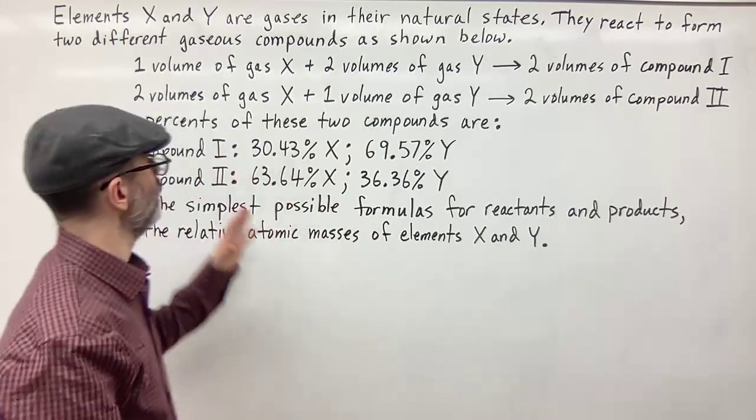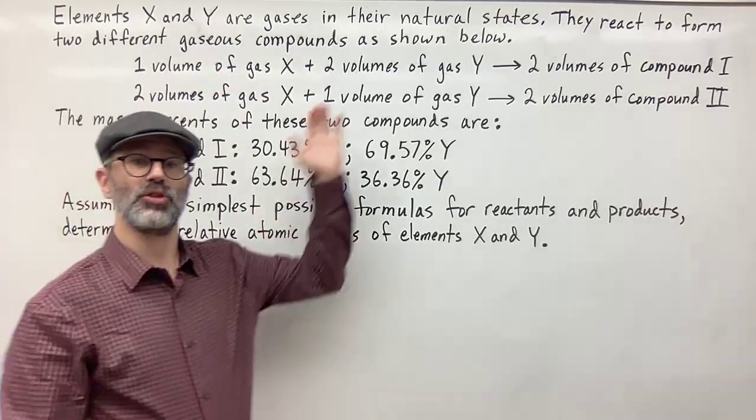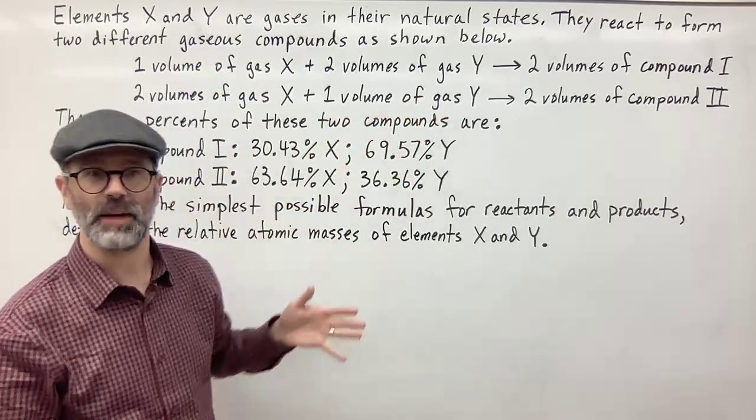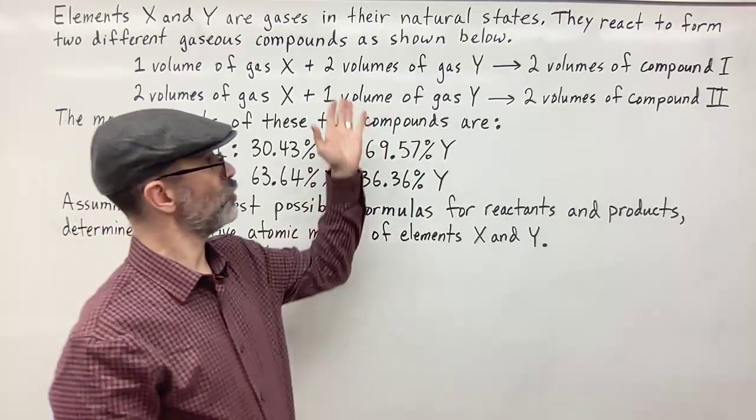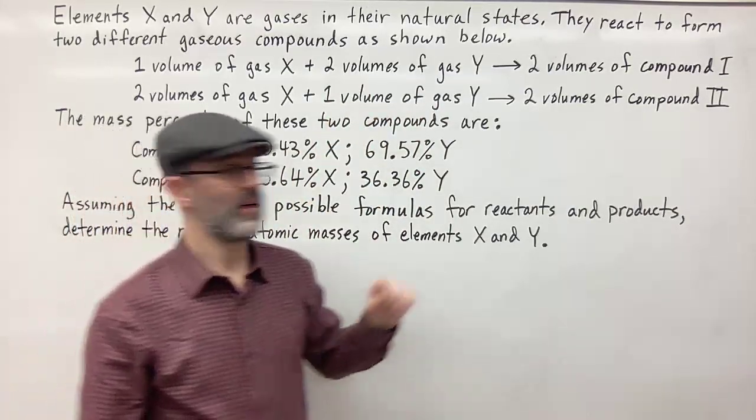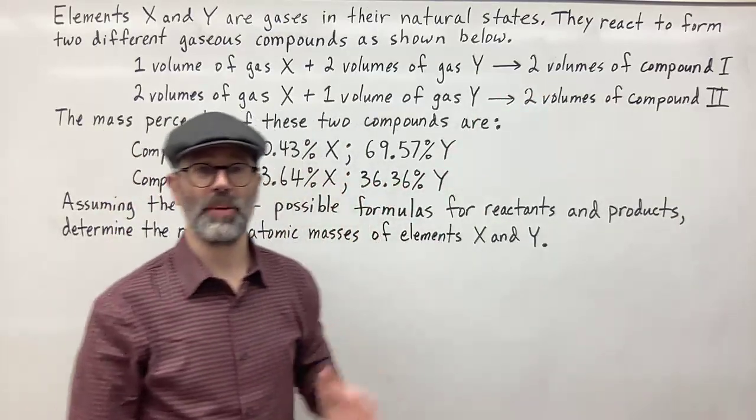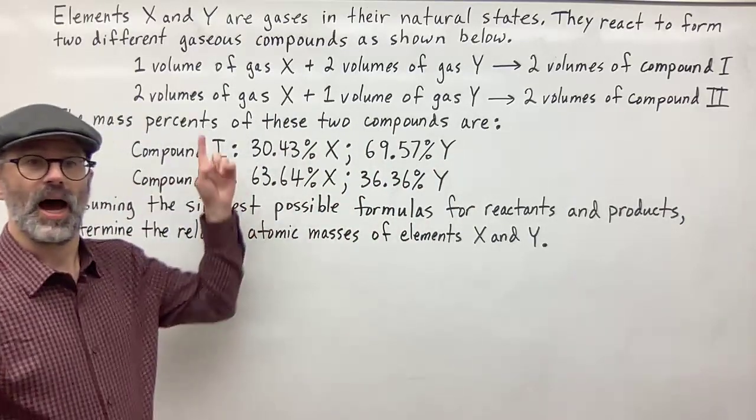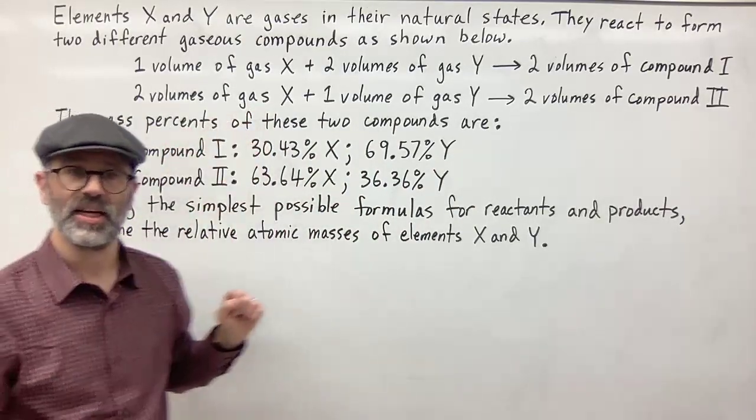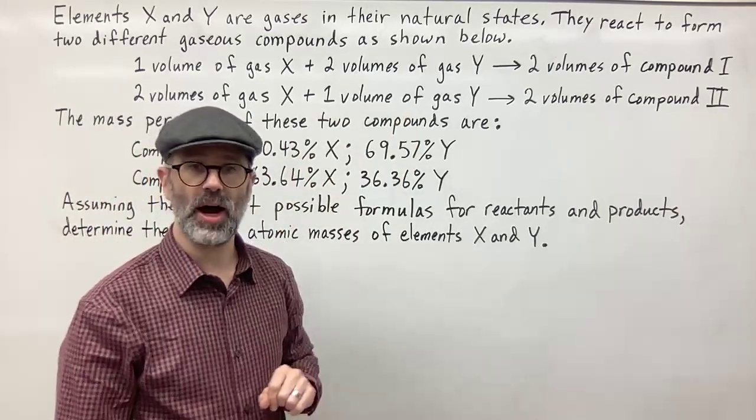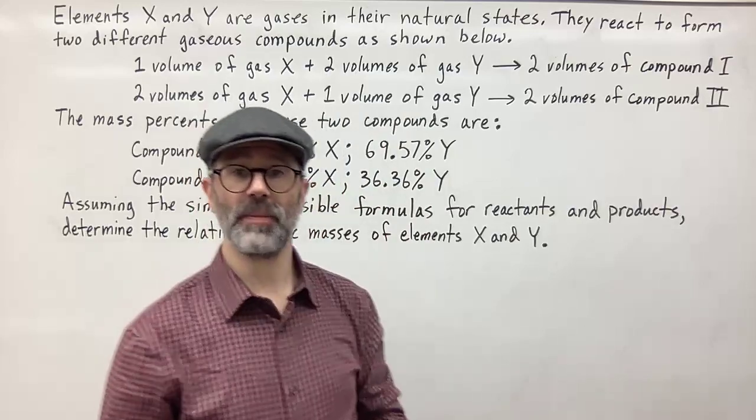So here we're given that 1 volume of gas X plus 2 volumes of gas Y is going to give us 2 volumes of compound number 1. But if we have double the volume, or 2 volumes of gas X and 1 volume of gas Y, then we're going to get 2 volumes of a different compound, compound number 2.